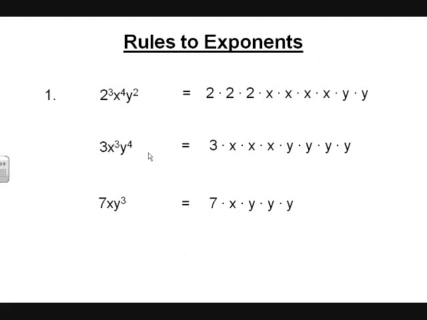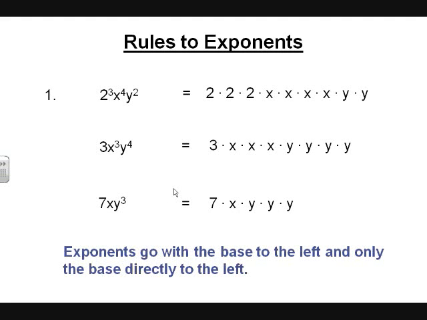Now the rule that this is going to create is exponents go with the base to the left, and only the base directly to the left. So you can see right here, this 3 went with the base y, and only y. It did not go with x or the 7. So that's the first rule, is that the exponent goes only with the base to the left. This 3 only goes with the x, and it does not go with anything else.